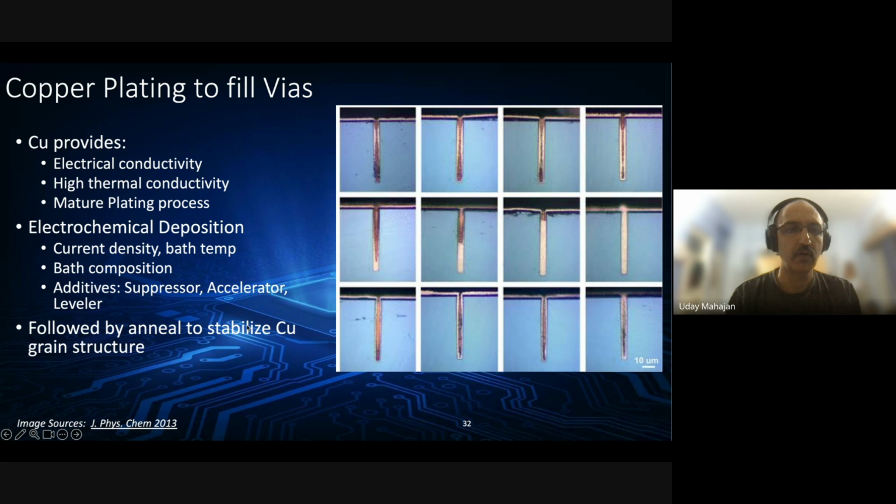The electroplating essentially has a few key process parameters: the current density, bath temperature, composition of the bath, and of course, what makes it work here and in all high aspect ratio processes is the use of proprietary additives. So three main types of additives used are suppressors, accelerators, and levelers. What the suppressor does is, as its name suggests, it slows down or suppresses deposition on the top surface and on the side walls.